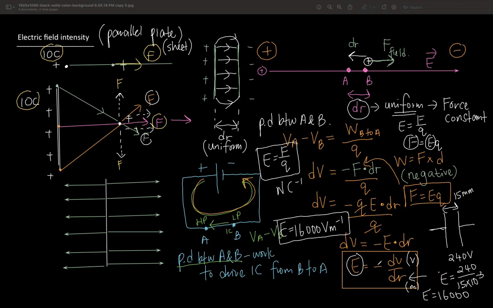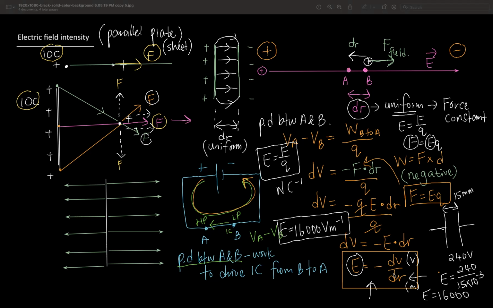Okay, so this is the formula for us to calculate the electric field strength if you're given the potential difference and the distance of separation. Same as if you're given the electric field strength and the potential difference, and they ask you to calculate the distance of separation, we can use this formula here. Why is there a negative in the formula?